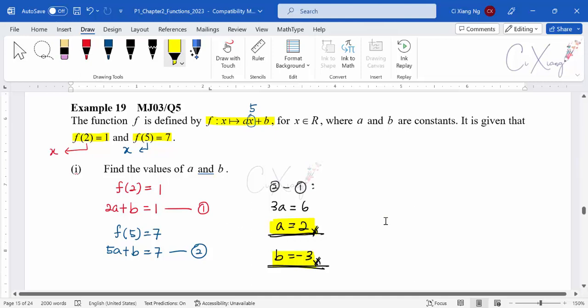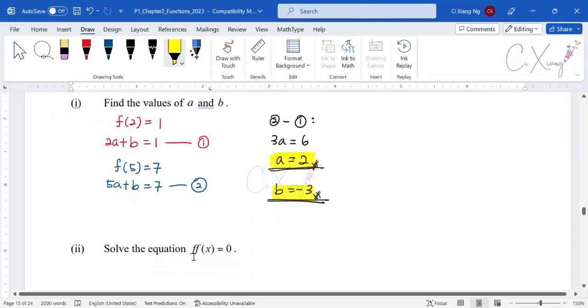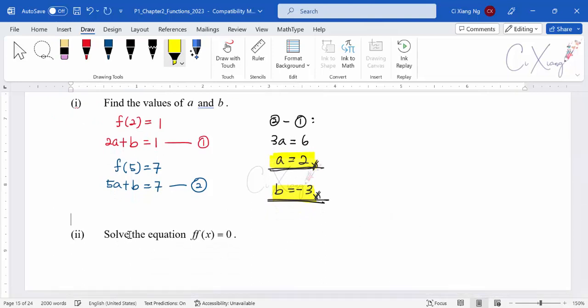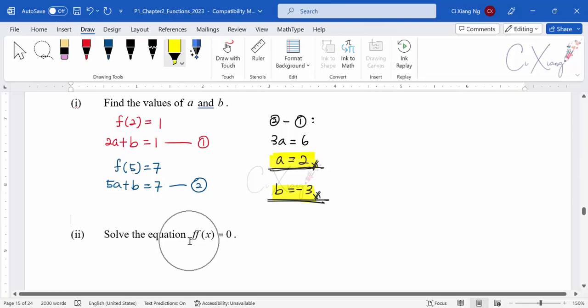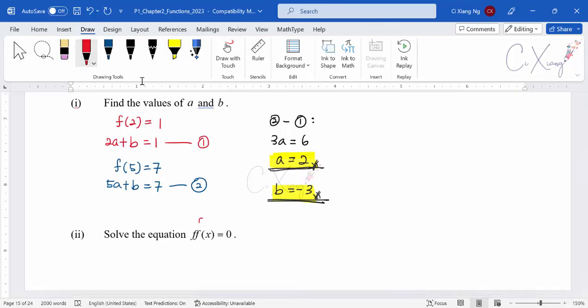Then we can proceed to part B. For part B, they want us to solve the equation ff(x) equals 0. So ff(x) means f composite f, which means that we are putting the function f(x) into the function f again. Before we start, let me recall what my function f(x) is. It is ax plus b, and since we already know the values of a and b, it should be 2x minus 3. This is my f(x) function.